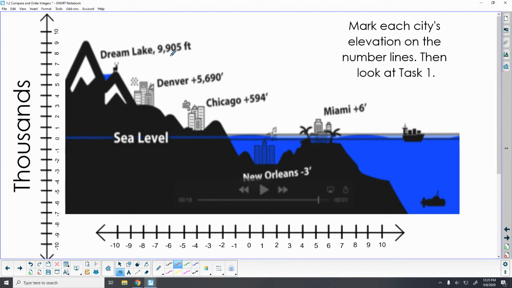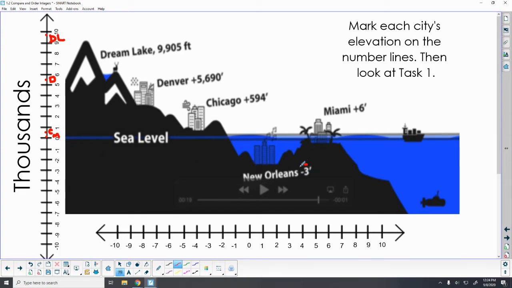So 9,905 is almost to 10,000. So Dream Lake is almost to 10,000. Denver's 5,690. So in between 5 and 6 is Denver. We always want to label them in some way so we know what the dots are. 595, so halfway to 1,000 is Chicago. 6 feet above sea level. So that means Miami is right above sea level here, Miami.